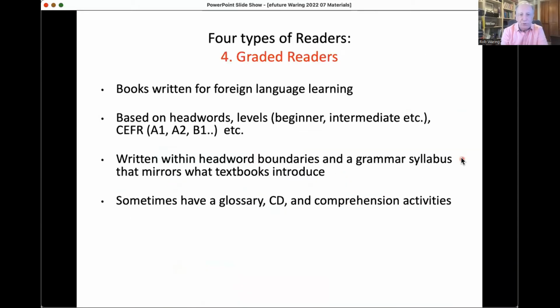I'm going to show you the materials. They are called graded readers. These are written for foreign language learning. They are based on headwords. They have beginning level and CEFR levels and so on. They're written within headwords, which is like a dictionary entry. They have a particular grammar syllabus, which mirrors the textbooks. And they also have glossaries, sometimes a CD and activities.